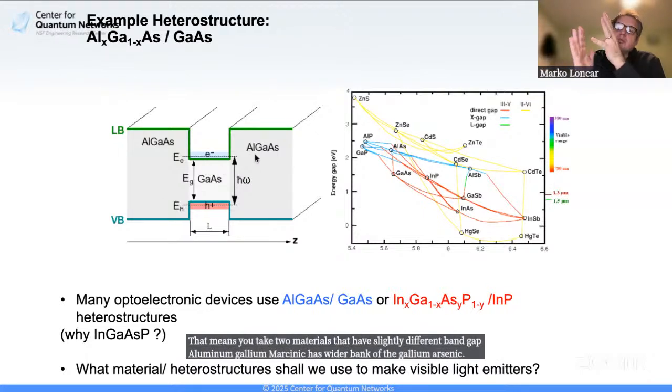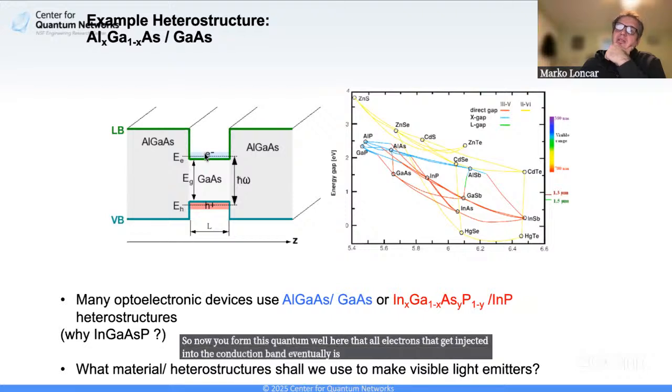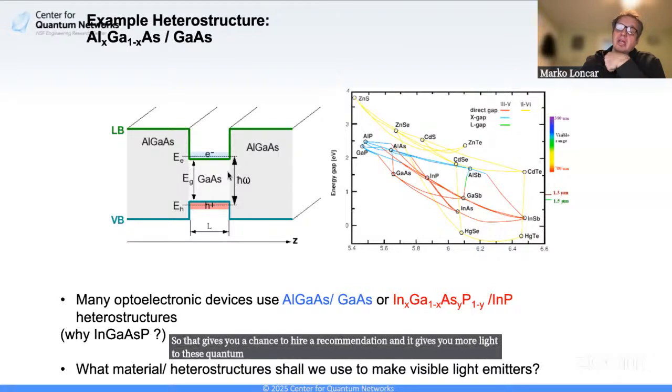So when you put these together, the conduction band is going to bend like this and the valence band like that. So now you form this quantum well here. All electrons that get injected into the conduction band eventually end up in this well. So this allows you to increase the probability of electrons and holes living in the same spatial region. That gives you a chance of higher recombination, and this gives you more light. So these quantum wells, and then quantum dots as a natural consequence, are really important for light generation.